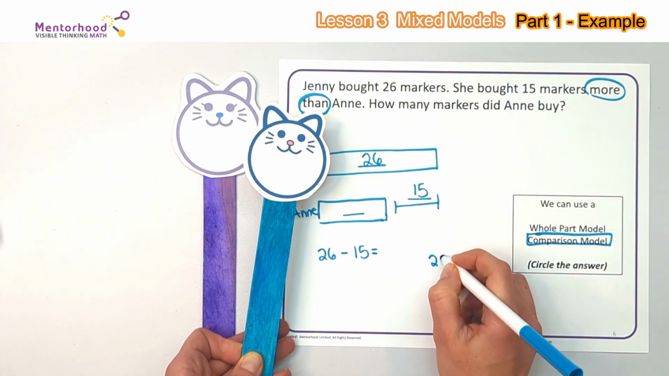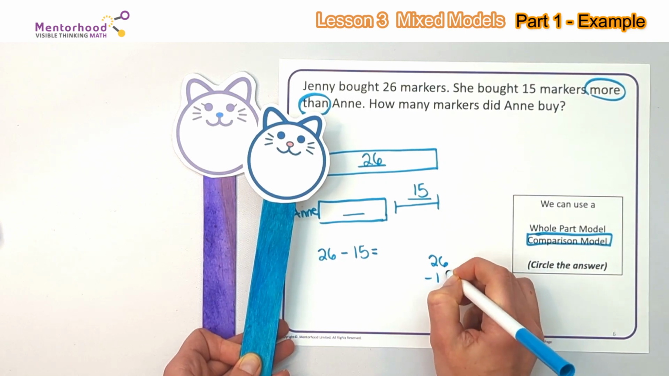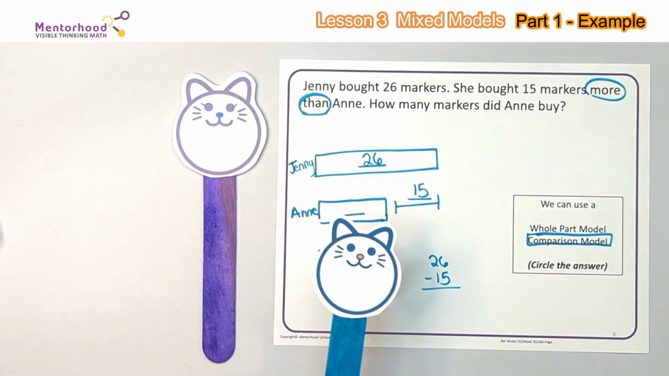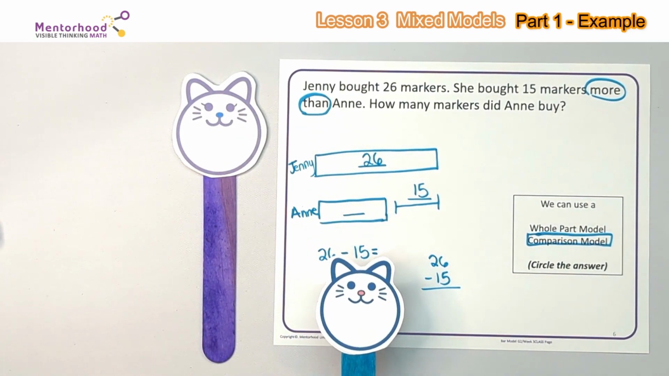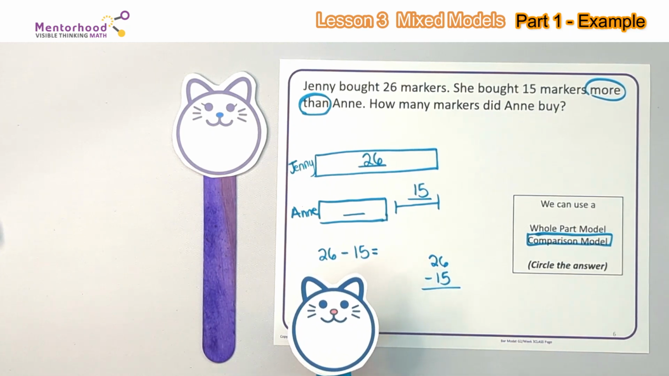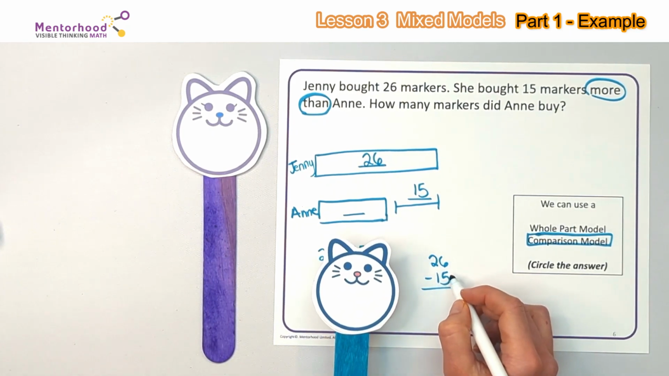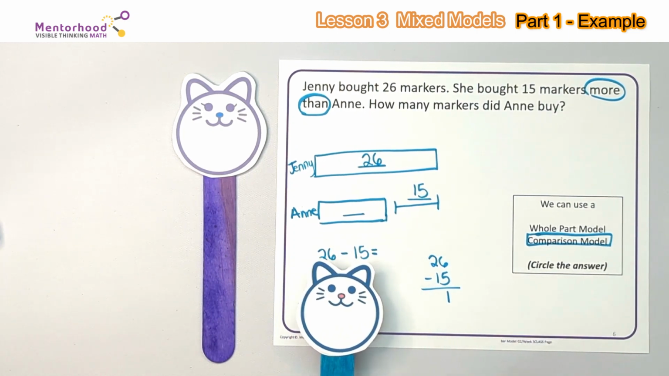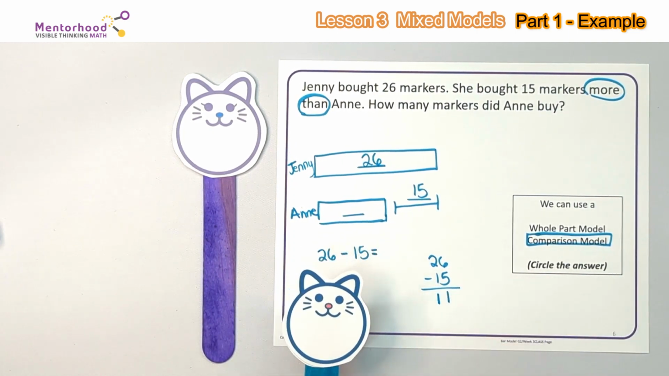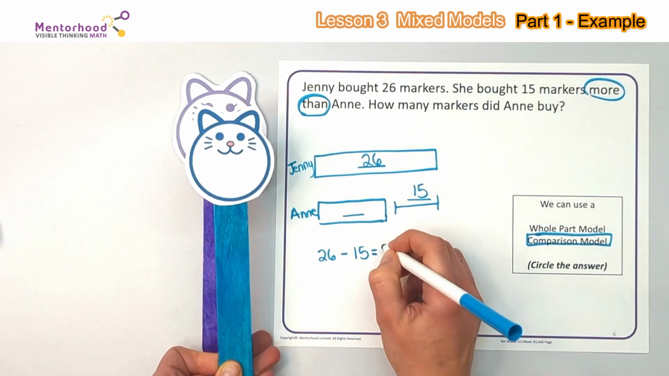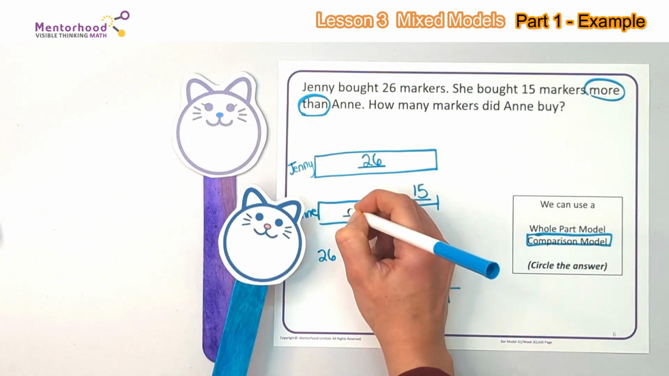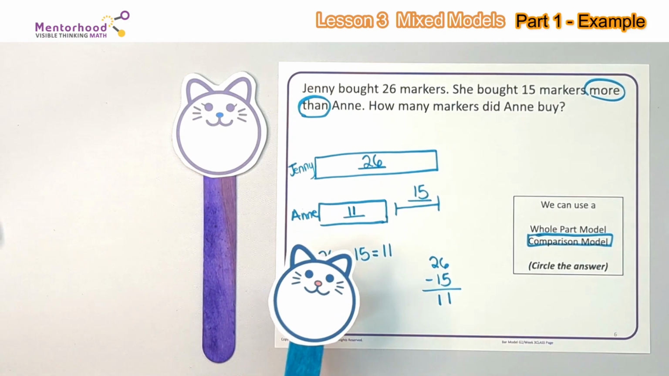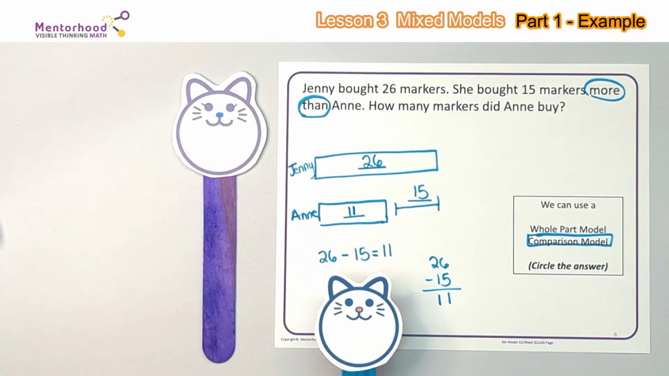26 minus 15. Awesome! It doesn't even look like there's any borrowing. This is going to be easy peasy. 6 minus 5 is 1. And 2 minus 1? Well, that's just 1 again. Wowee! We got 11. 11 must be how many Anne bought. Good job, everyone. Did you get the same answer?